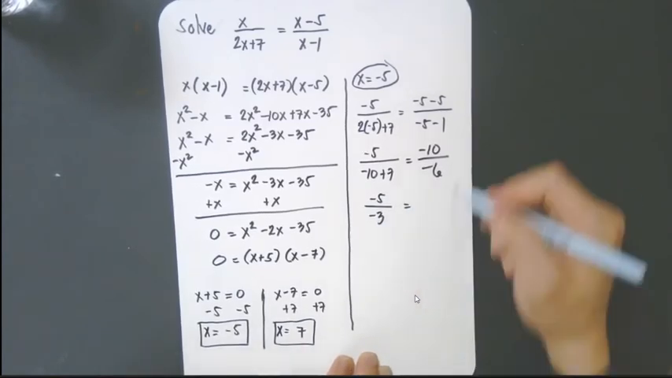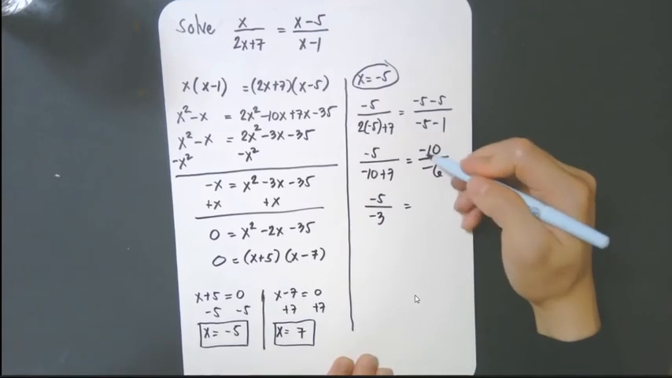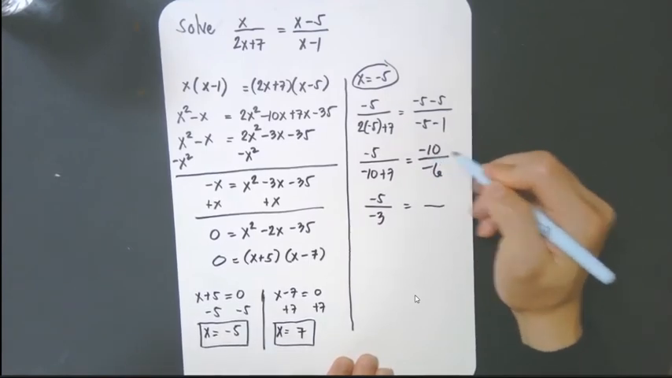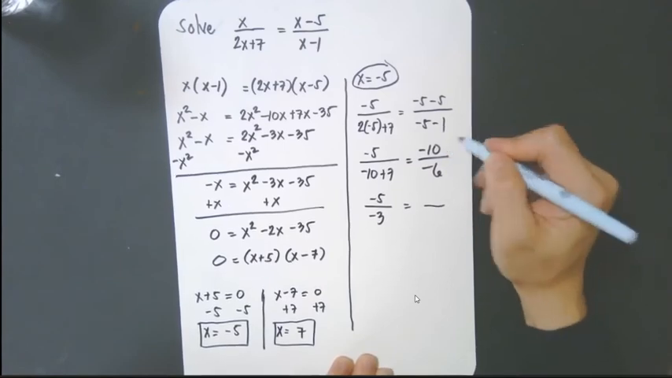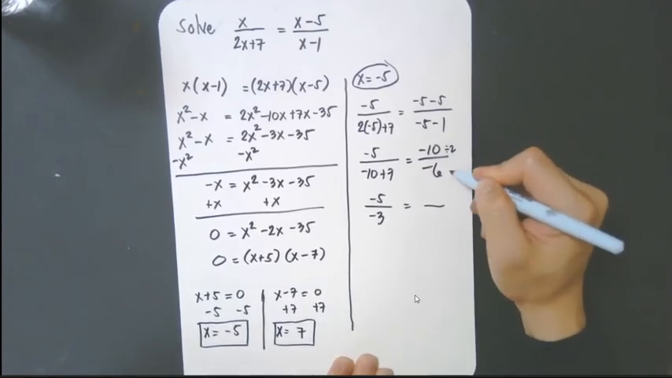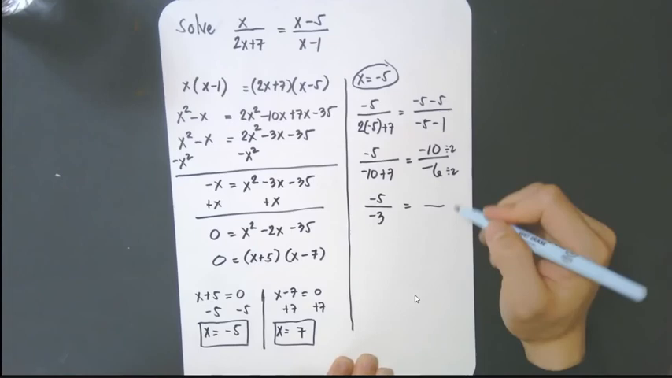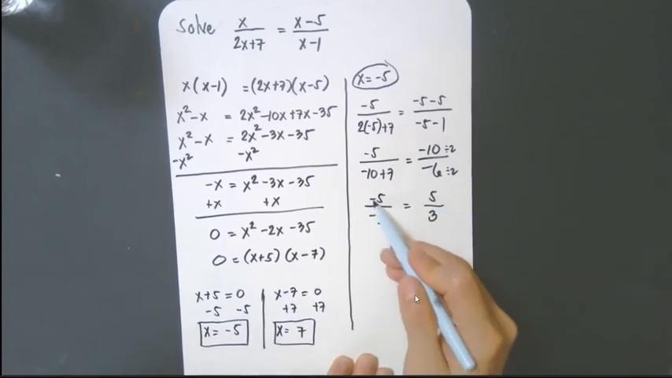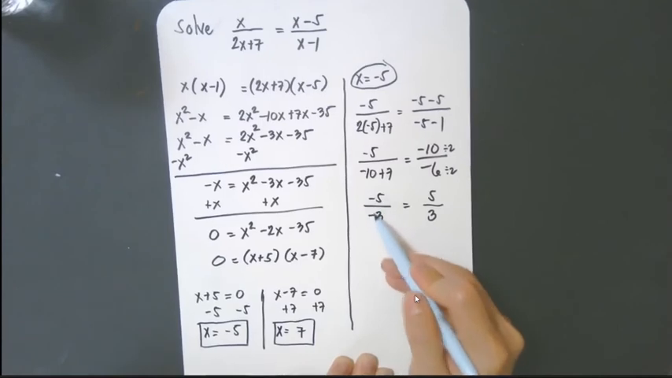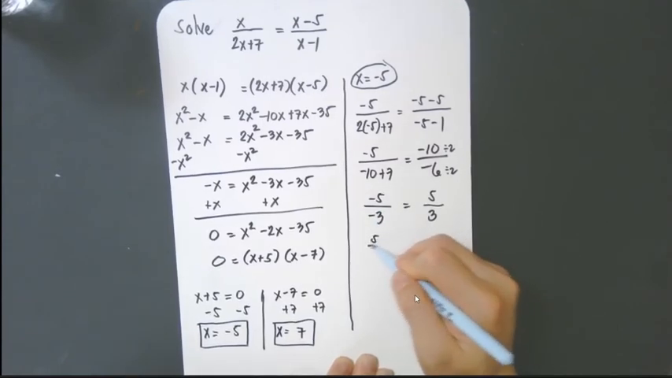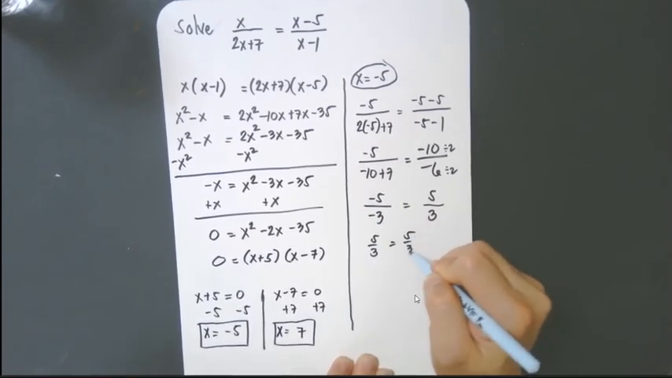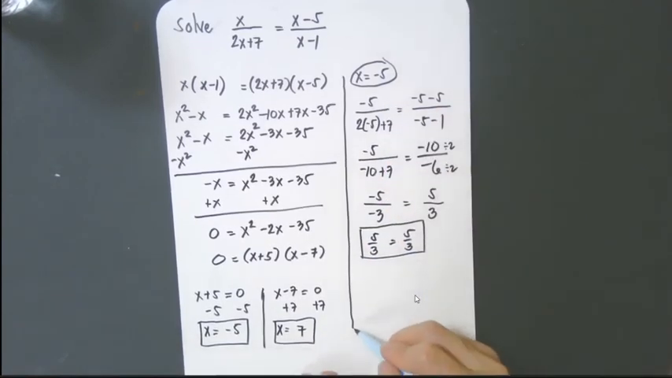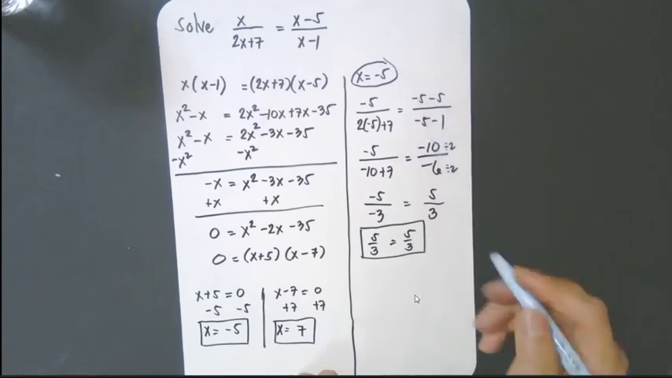What is 10 over 6? That will be positive because negative divided by negative will be positive. 10 over 6, both are divisible by 2. So we divide them by 2, by 2. So we have now 5 over 3. Look at this. These are both negative, so it will end up with a positive. So 5 over 3 is equal to 5 over 3. So the first value is correct. First value of x is negative 5.